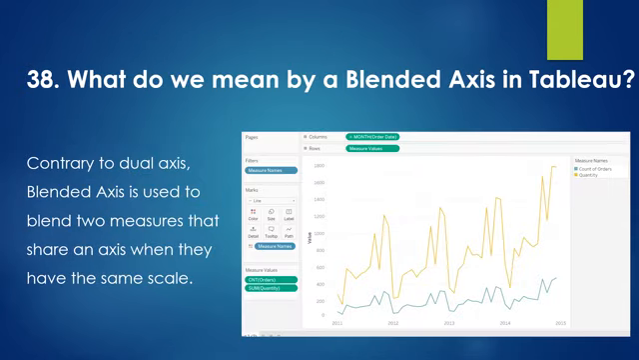What do you mean by blended axis in Tableau? Contrary to dual axis, blended axis is used to blend two measures that share an axis when they have the same scale. For example, here we have the quantity and count of orders. In this case, we have the same scale and we use blended axis. Whereas if we do have different scales, we are going to use the dual axis.